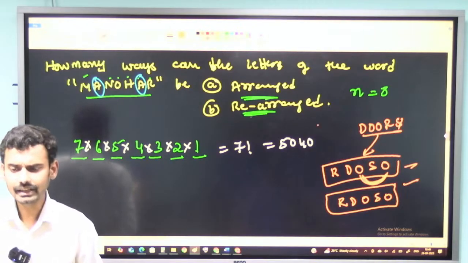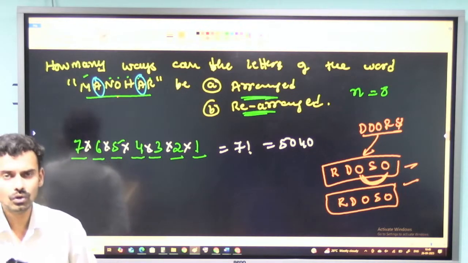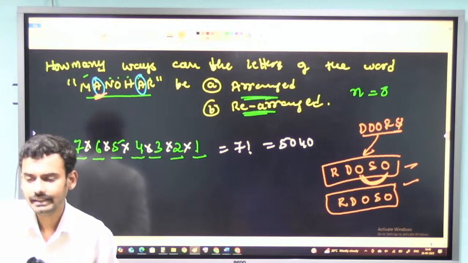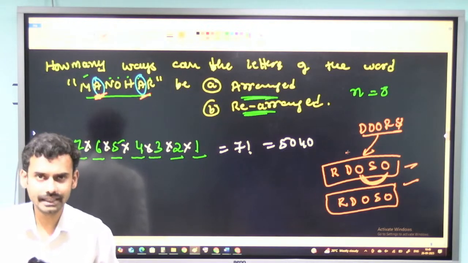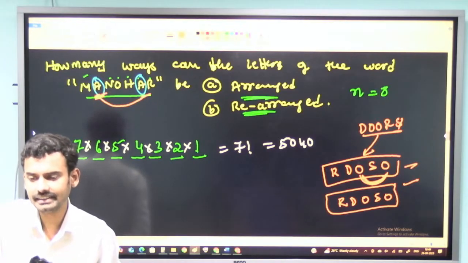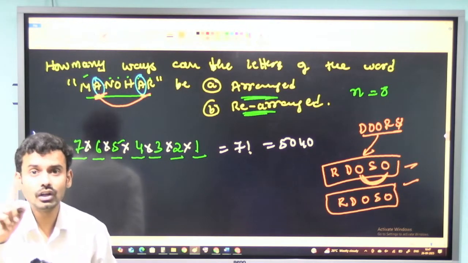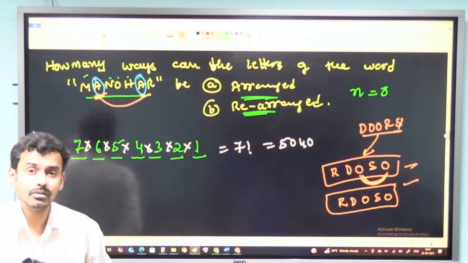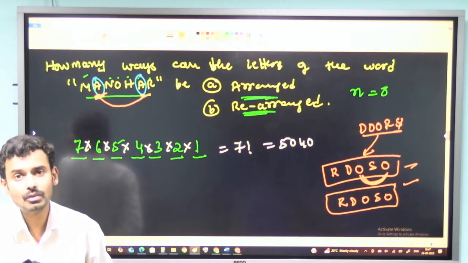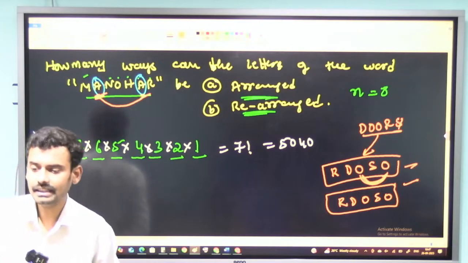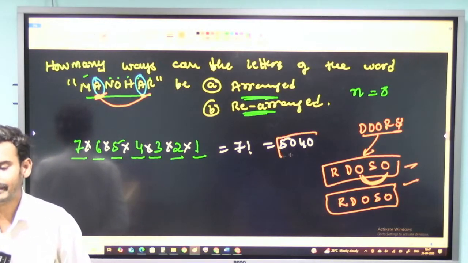In the same way, in this question, that is Manohar, I have A repeated twice. So in order to correct this, there are some duplicates. If I rearrange this A here and this A here, it is still Manohar. It is not a new word. So whenever there is repetition of letters, there will be some duplicates. In this 5040 also, I am having the duplicates.